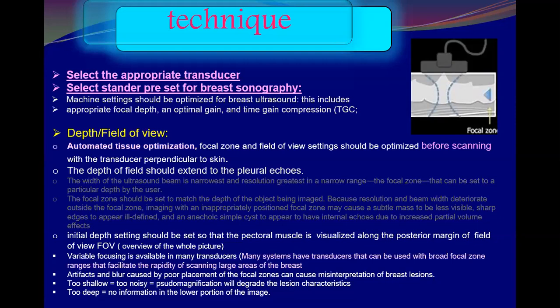So when we start scanning the breast, we screen the whole breast. By screening the breast, I need to see from the skin to the chest wall. That is why I will optimize it at the center, or at the mammary zone, so the depth of the breast will be optimized to visualize the pectoralis muscles and the pleural reflections.